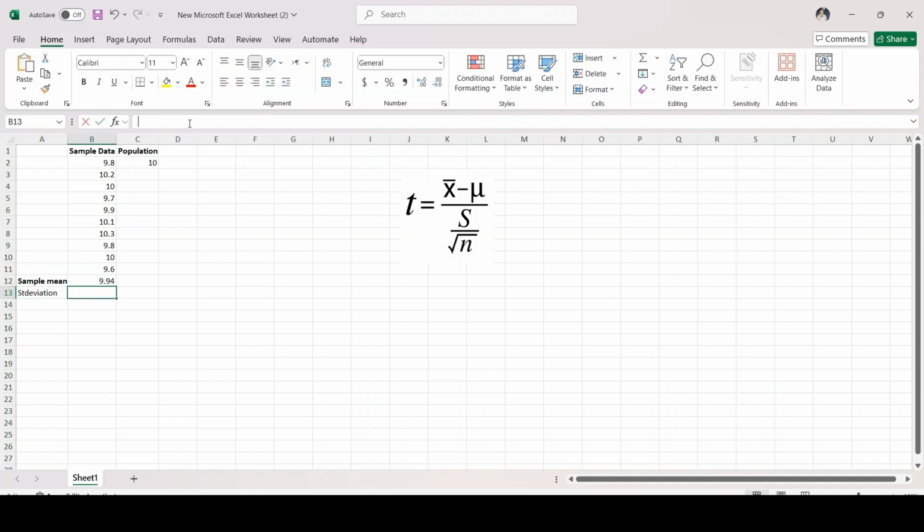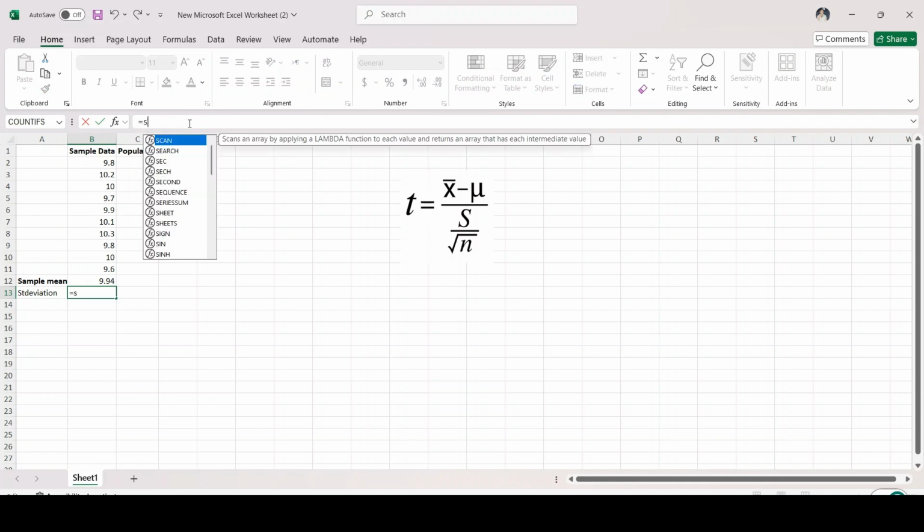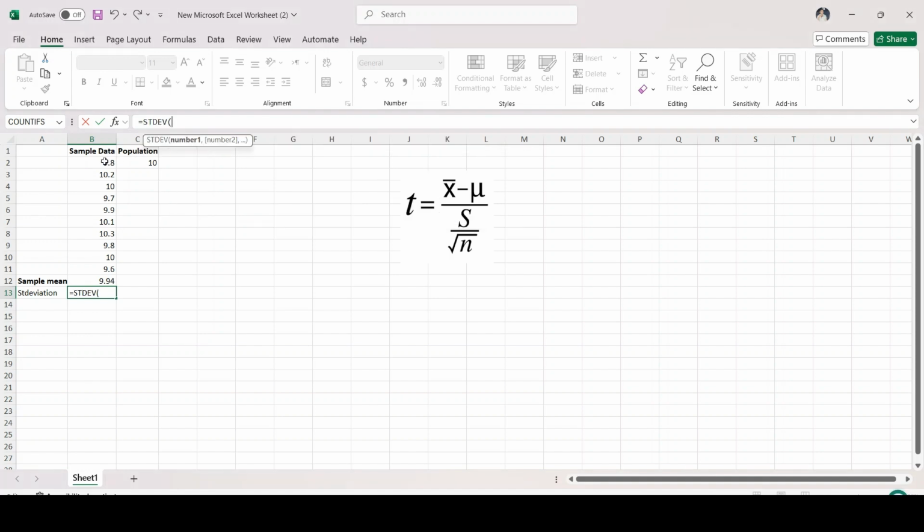So here we can find the standard deviation. So here we will select these values. So here we have found the standard deviation and the sample mean. And right now we have the values.